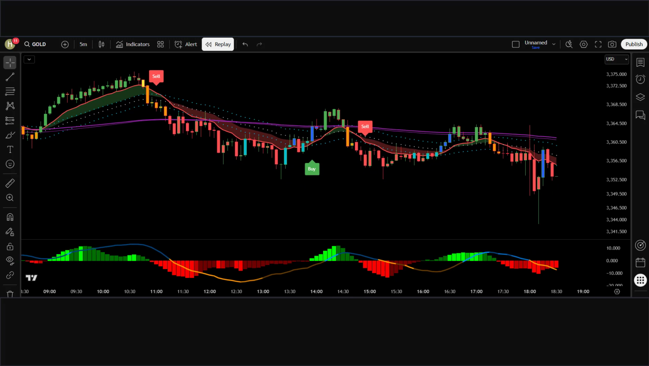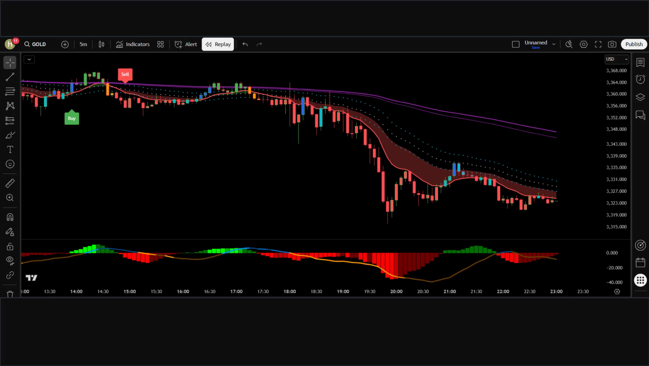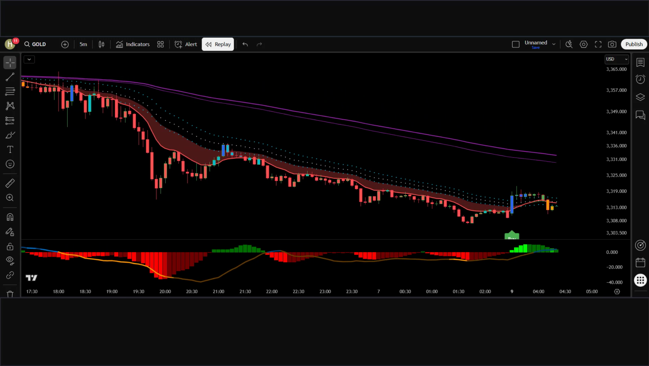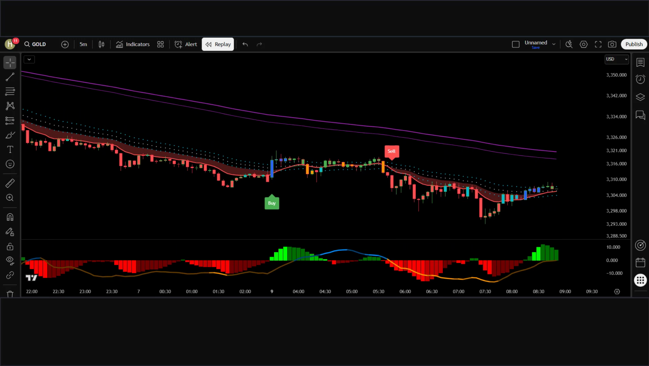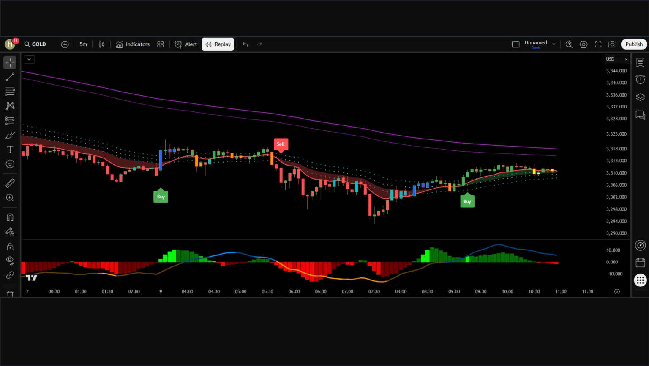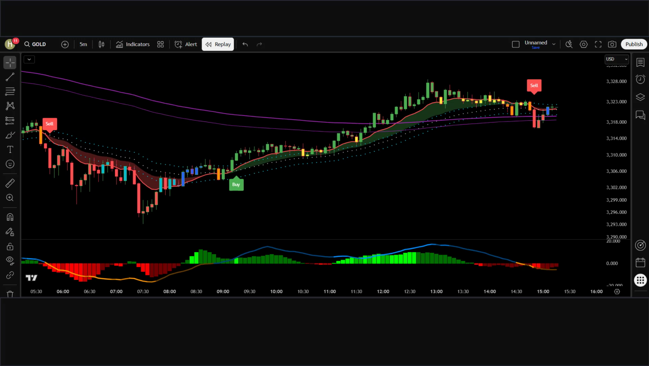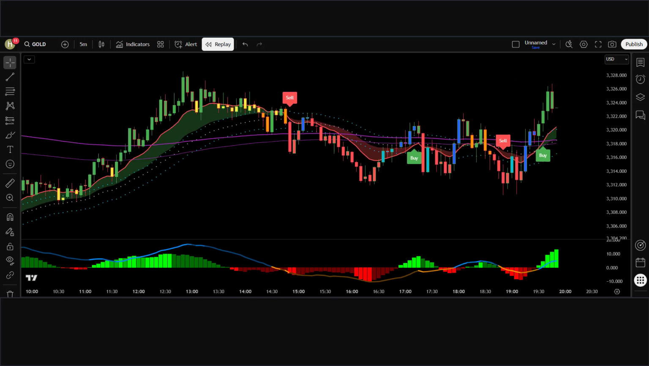Buy signals appear when price breaks above the tunnel with ATR support. Sell signals are triggered on breakdowns below the tunnel, confirmed by ATR trend pressure. Whether you're scalping on the 5-minute chart or swing trading higher timeframes, this setup helps you ride the trend while avoiding false signals. It's simple, effective, and beginner-friendly, making it one of the most reliable strategies on TradingView today.